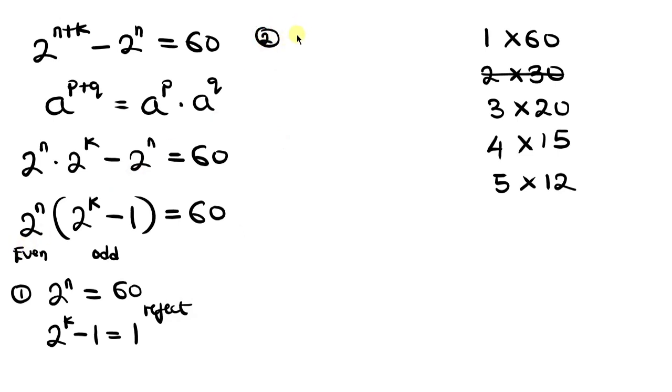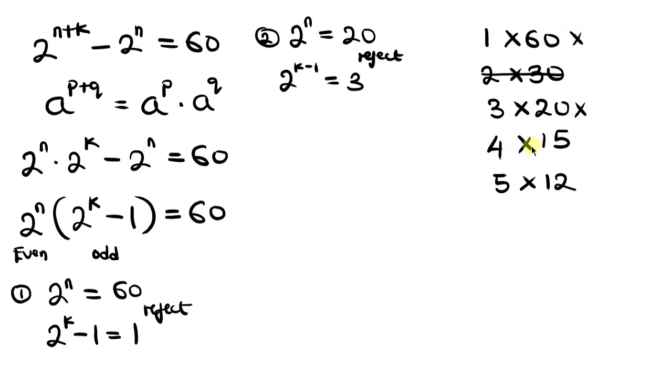I'll take the even number, which is 2 to the n, and pair it to the even number here, 20. And I'll take the odd, 2 to the k minus 1, and I'll pair it with the odd number here, 3. And the same goes for this. There is no number to which I can raise 2 to give 20. And because of that, I'm going to be rejecting this. So this is rejected. This is also rejected.